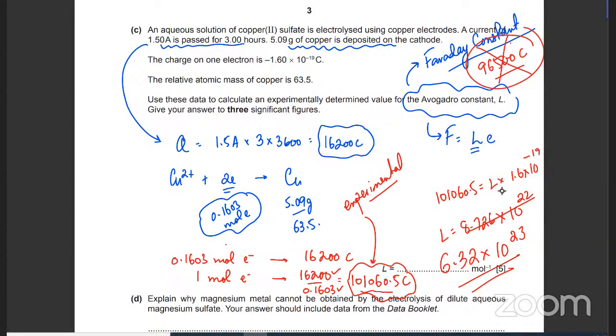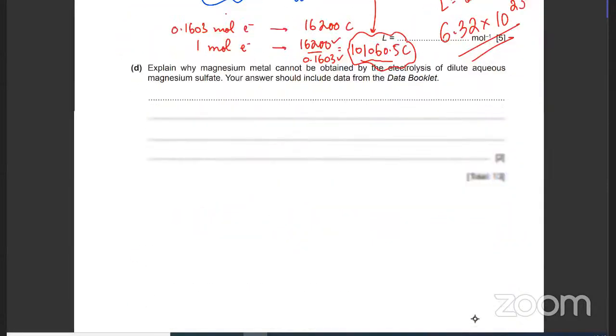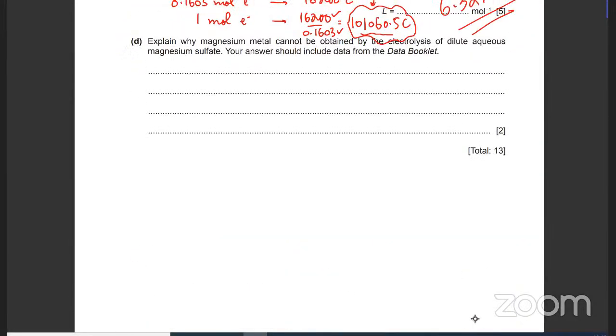Okay, the next one. Sir, next is part D. As I explained, why magnesium metal cannot be obtained by the electrolysis of dilute aqueous magnesium sulfate. Your answer should include data from the data booklet. So the reaction will be at the cathode.